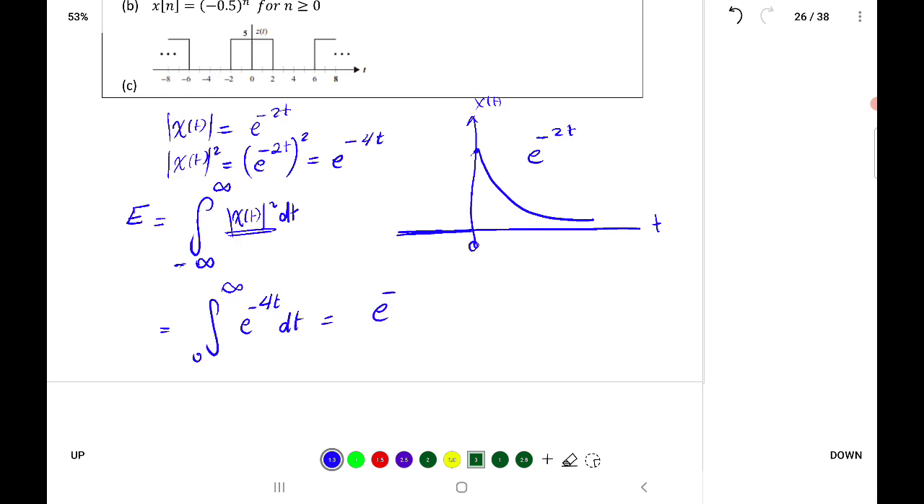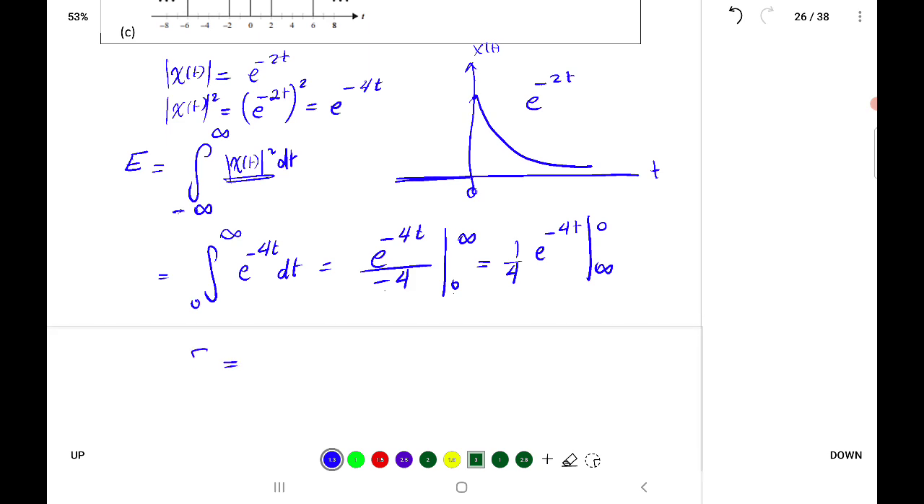That's equal to e to the power -4t divided by -4, integrated from 0 to infinity. So I can say it's equal to 1/4 e to the power -4t. And since I got rid of the negative sign, I can flip the limits, from infinity to 0. So it will be equal to 1/4. Then substitute: e to the power 0 is equal to 1, minus e to the power minus 4 infinity; e to the power minus infinity is equal to 0. So the answer is 1/4.